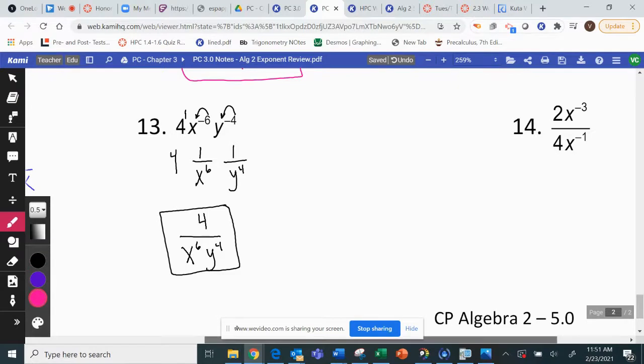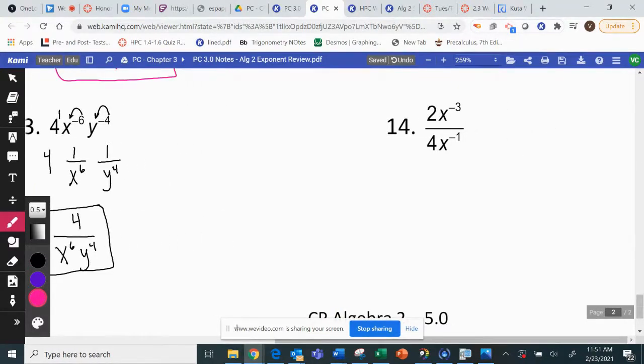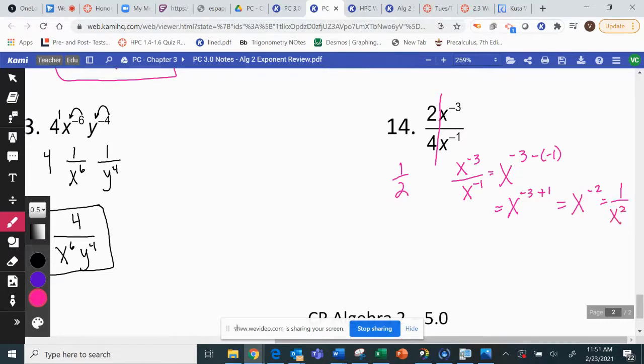And then our last one, let's separate. 2 over 4 is 1/2. Then we have x to the negative 3 over x to the negative 1. And since they are like bases, I will subtract their exponents. So that turns into x to the negative 3 plus 1. So x to the negative 2, which is 1 over x squared. So I get 1 over 2x squared.